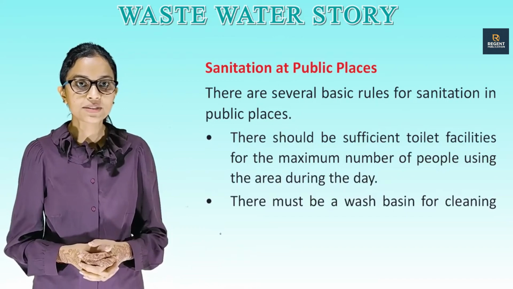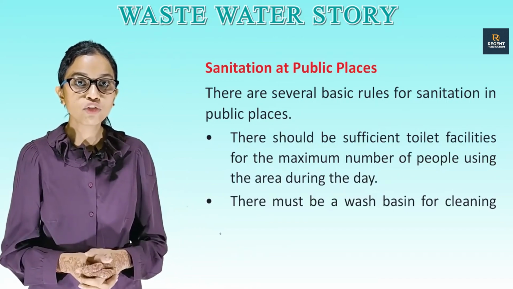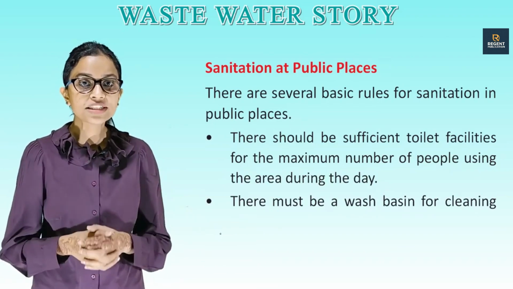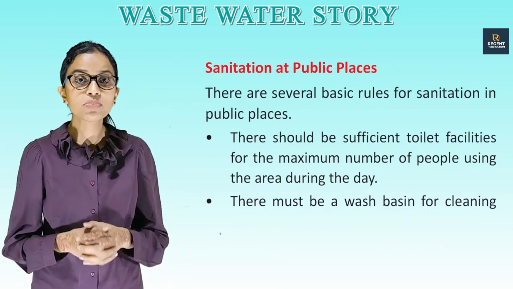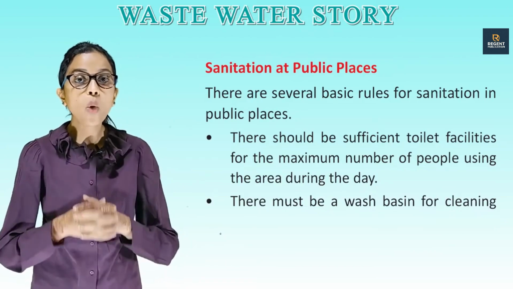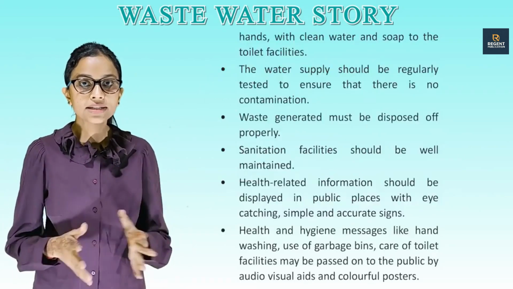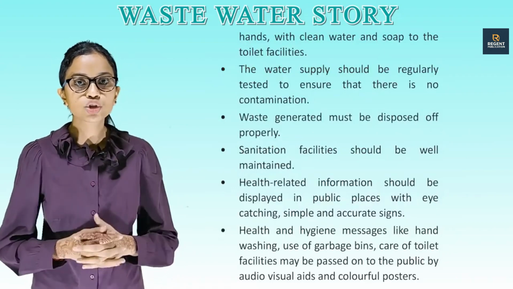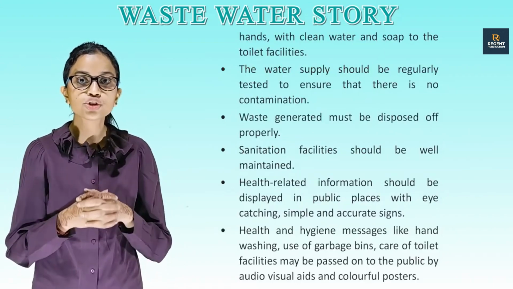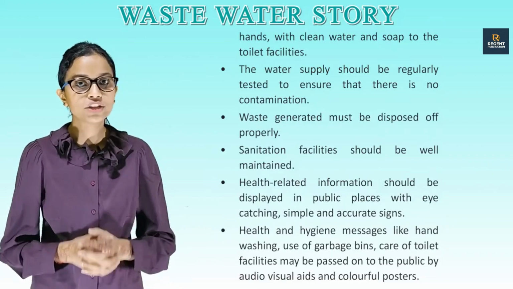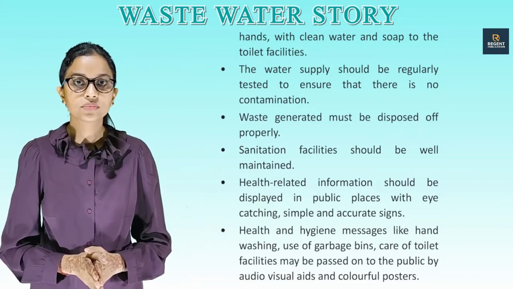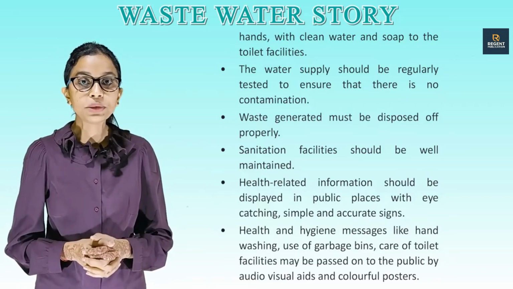Sanitation at public places. There are several basic rules for sanitation in public places. There should be sufficient toilet facilities for the maximum number of people using the area during the day. There must be a wash basin with clean water and soap near the toilet facilities. The water supply should be regularly tested to ensure that there is no contamination. Waste generated must be disposed of properly. Sanitation facilities should be well maintained.